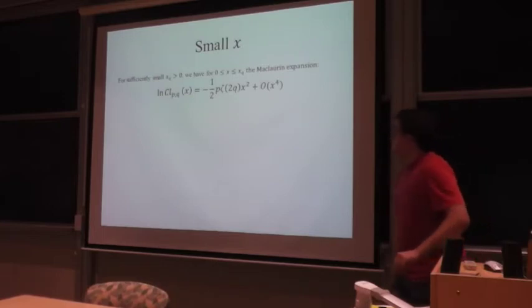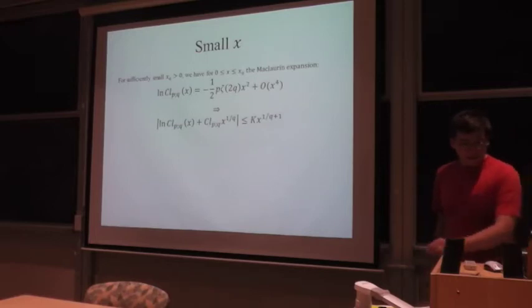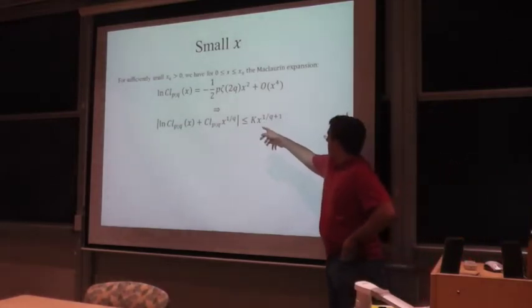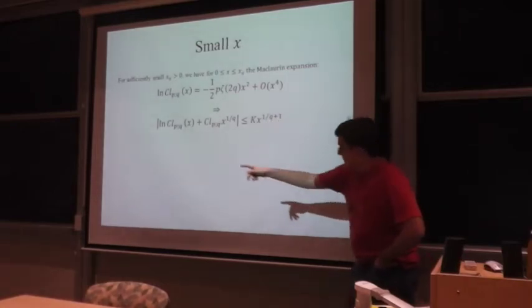So for sufficiently small x, for x between 0 and x cubed, we have the Maclaurin expansion of our ln of our product, which we can clearly show is as follows, which is less than kx to 1 over q plus 1, which is the error term that we want over there.